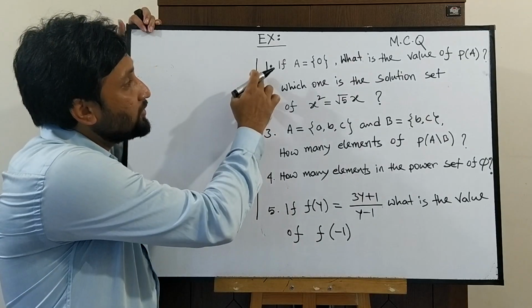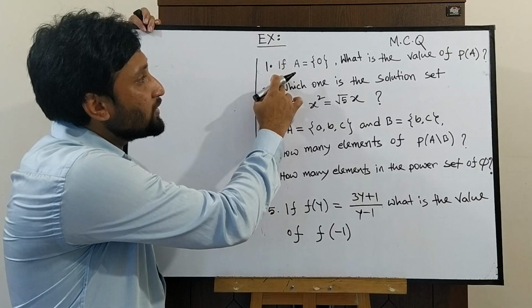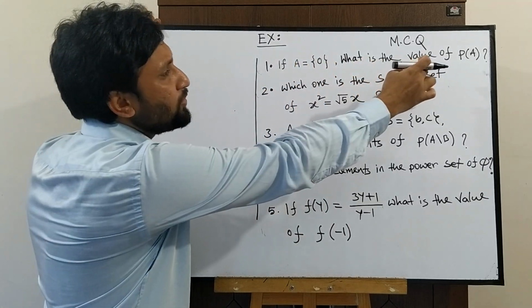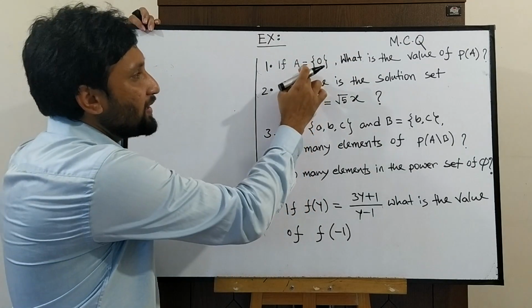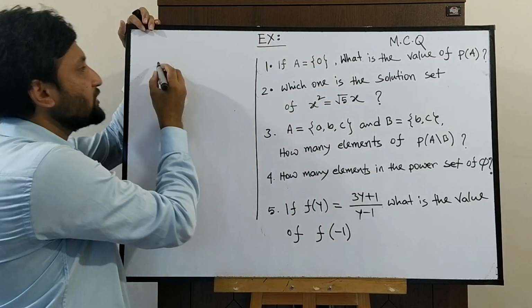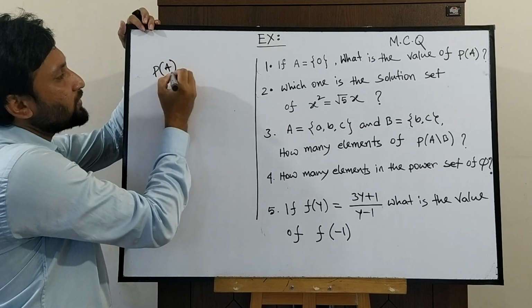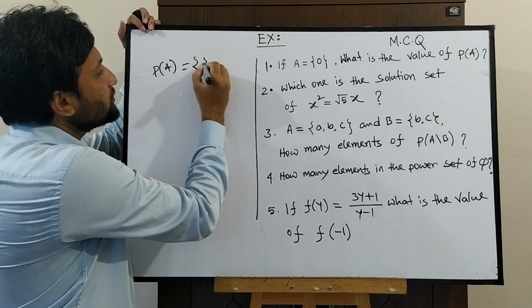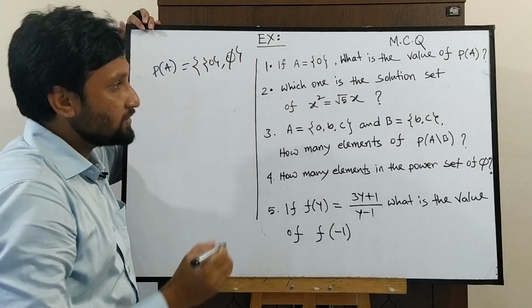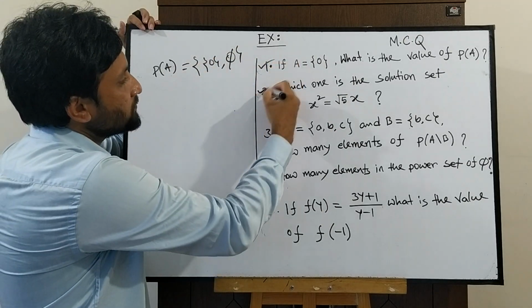Here see the first MCQ: if the set A equals the element 0, then what is the value of P of A? Simple. Here the element of A is only 0, that means only one element. So the power set of A will be 0 and empty.